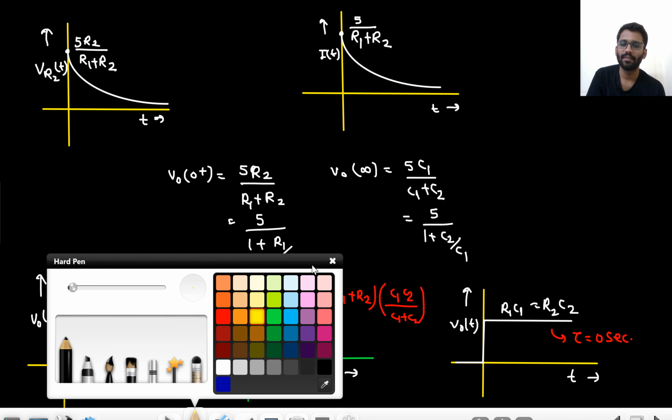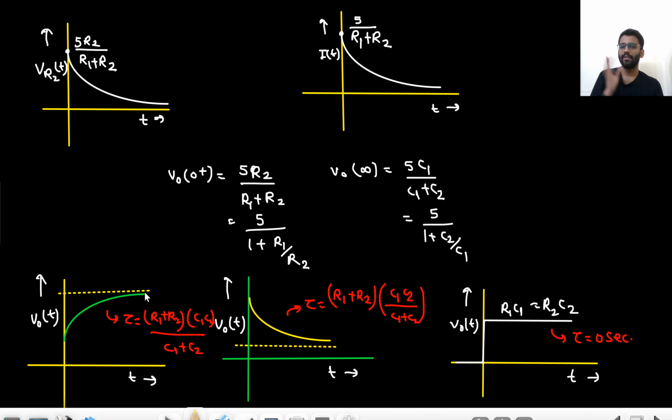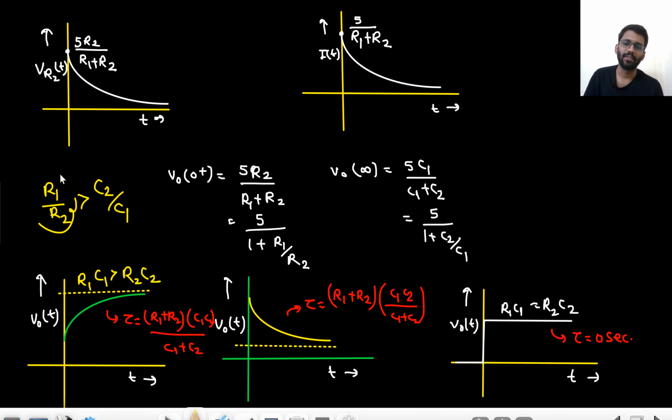Now tell the conditions. Here this value is larger. That means I guess it would be R1 C1 lesser than R2 C2. If C2 by C1 is larger, this will be lower. So V infinity will be lower. So this condition will be R1 C1 greater than R2 C2. Why so? Because R1 by R2 would be greater than C2 by C1. If this value is larger, that means overall value will be low.